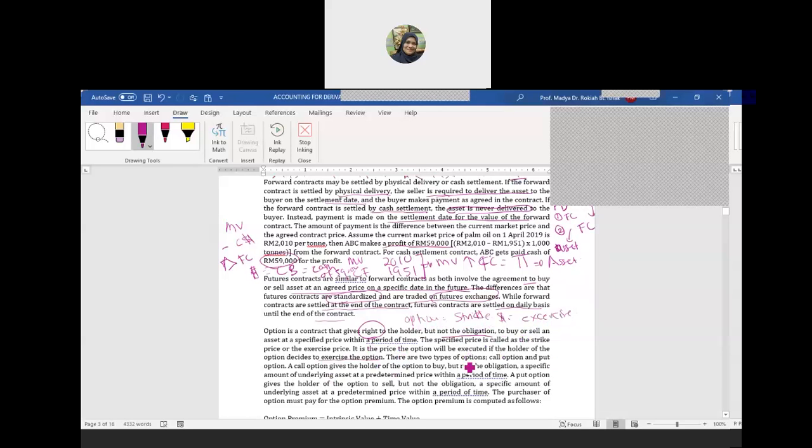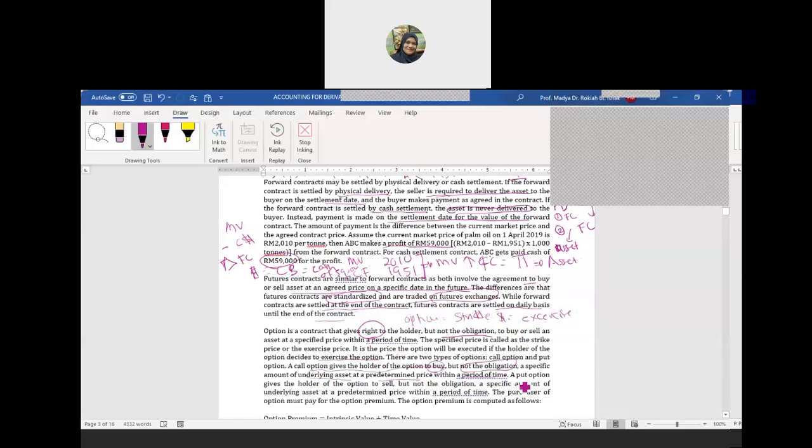There are two types of options: the call option and the put option. The call option gives the holder the option to buy, but not the obligation, a specific amount of underlying asset at a predetermined price within a specific period of time. Okay, the call option is an option to buy, not an obligation.